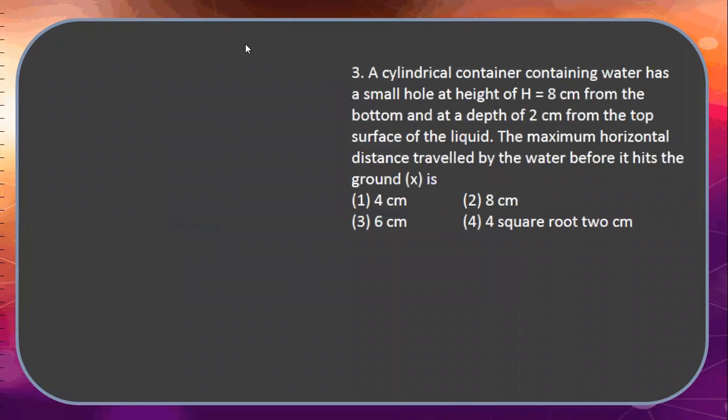Next, a cylindrical container containing water has a small hole at a depth of 8 centimeters from the bottom and a depth of 2 centimeters from the top surface of the liquid. What is the maximum horizontal distance traveled by the water before it hits the ground? See, it is a tank. It is like this.